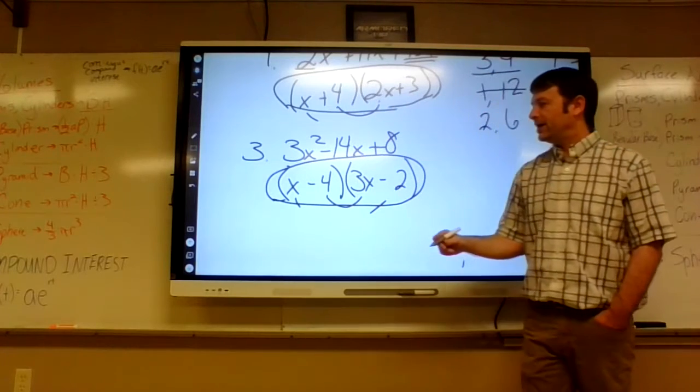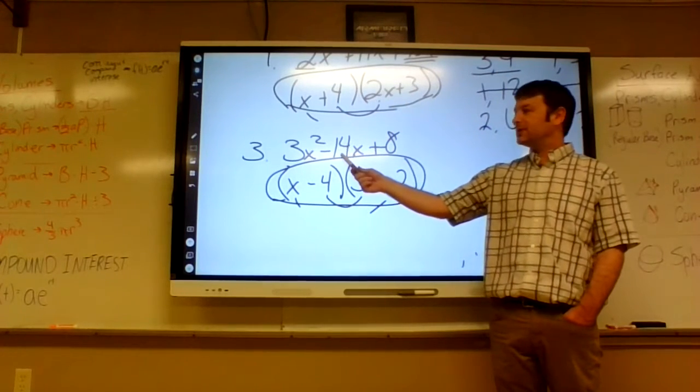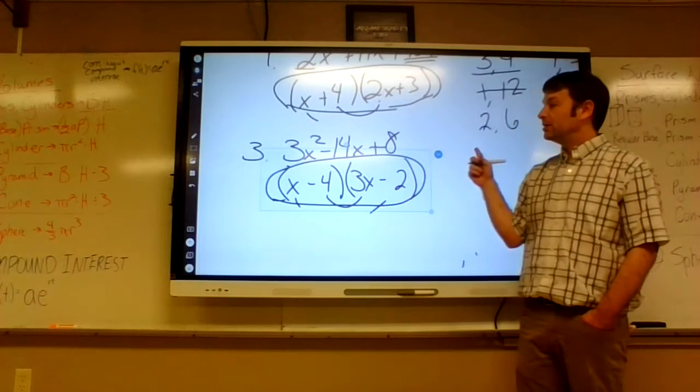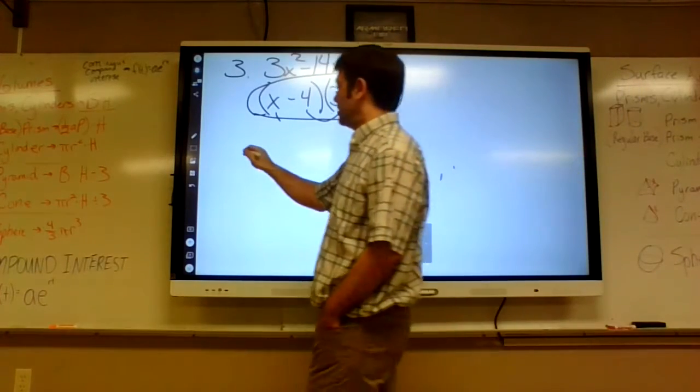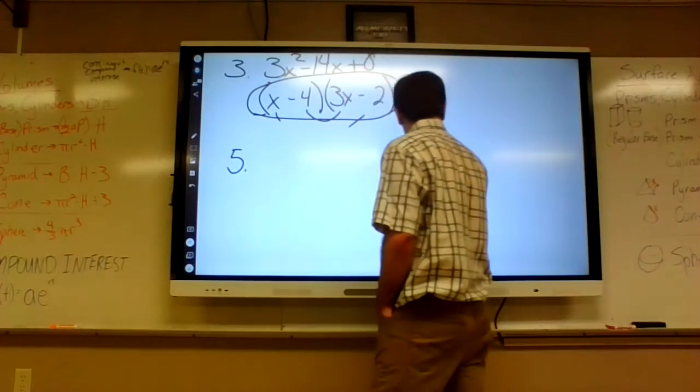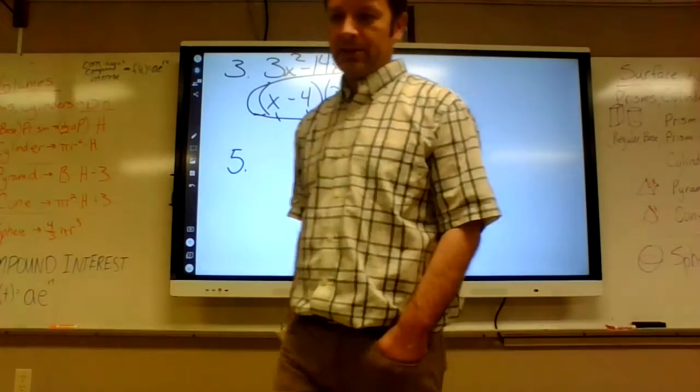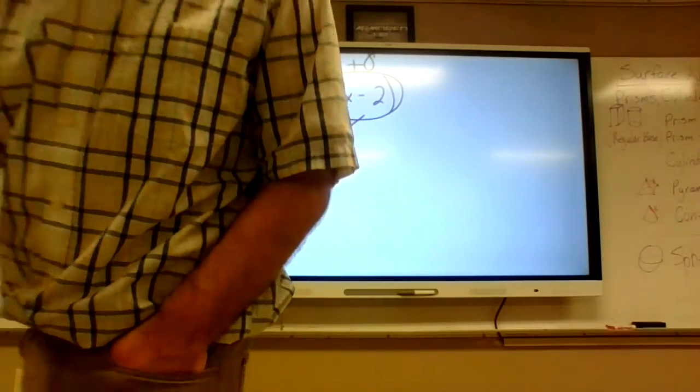Really, right off the bat, I should have known I needed negatives because this had to add up to -14. So I probably should have just been using negatives right from the get-go. But I didn't. Okay, number 5, 3x squared plus 5x.